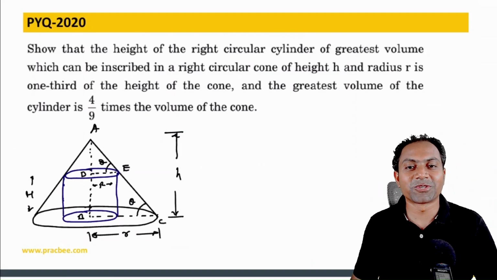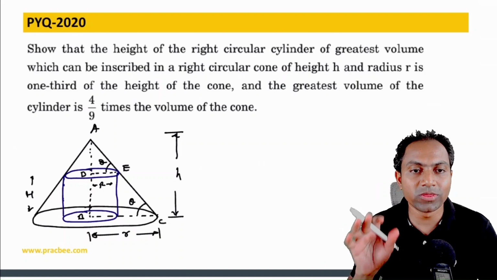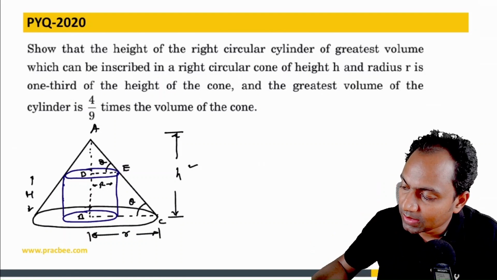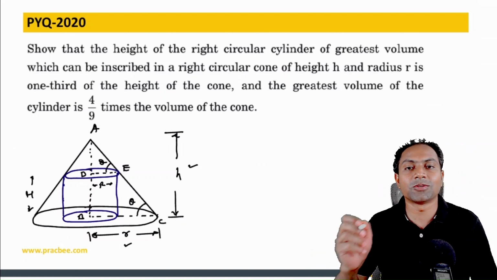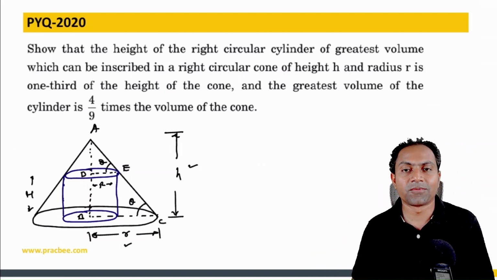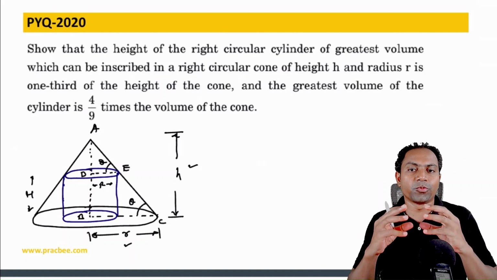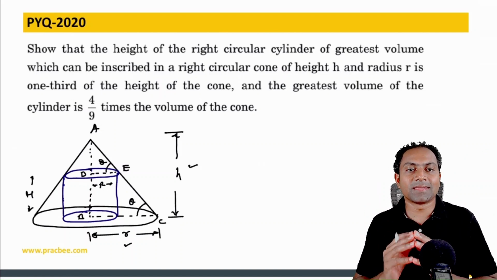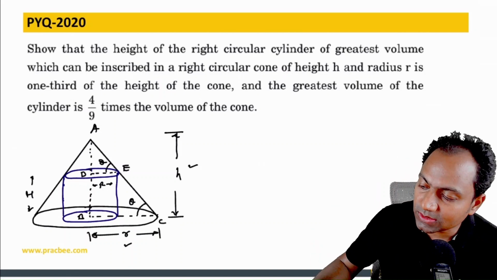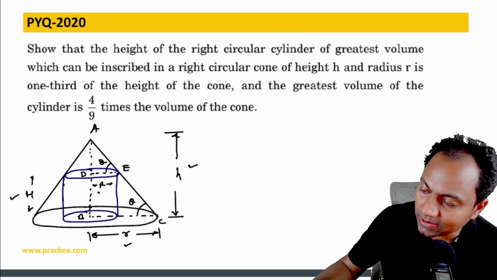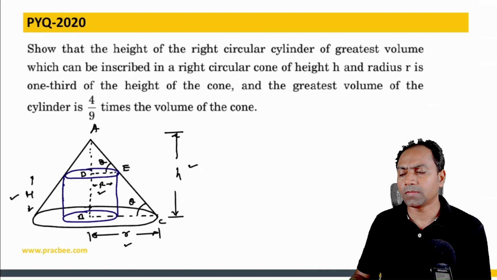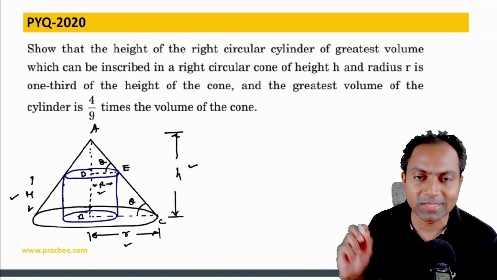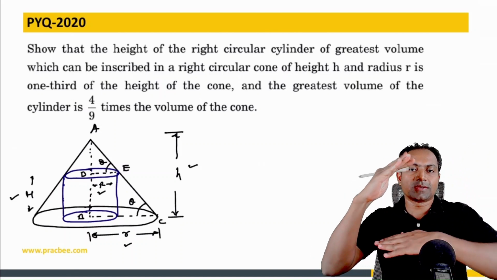This 2020 question talks about a cone that is given to us. The height of the cone can be assumed as small h. The radius of the base can be assumed as small r. Now what they're saying is, inside this cone we need to put a cylinder in such a manner that it fits. Another thing is, I've assumed the height of the cylinder to be capital H and the radius to be capital R.